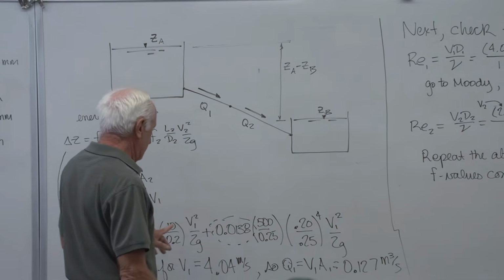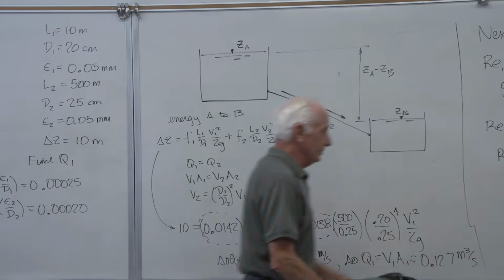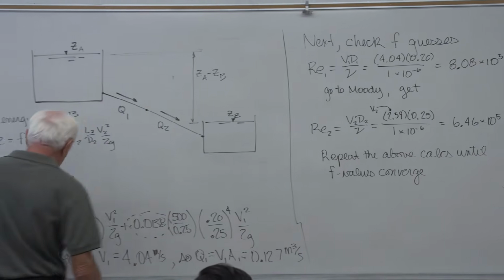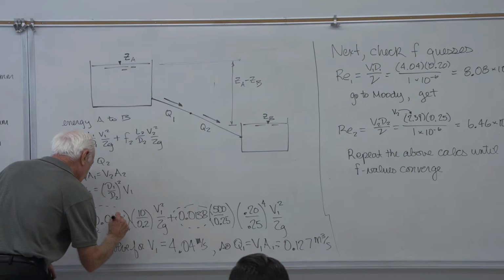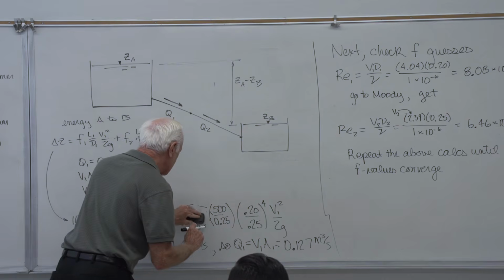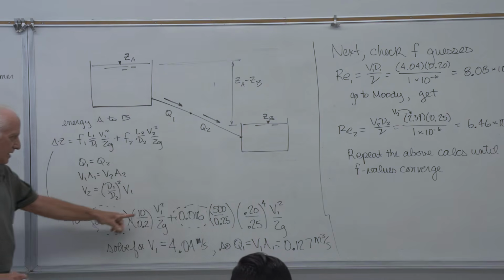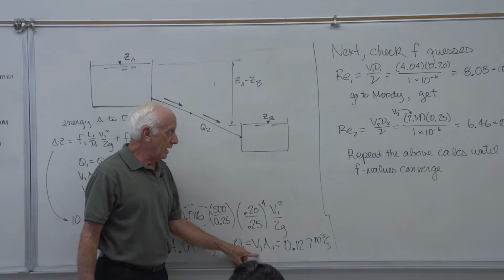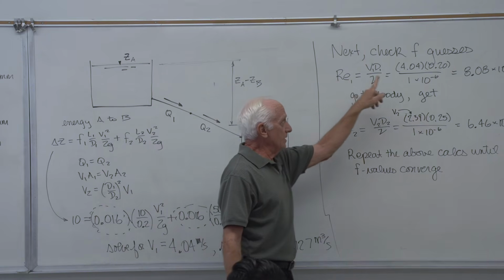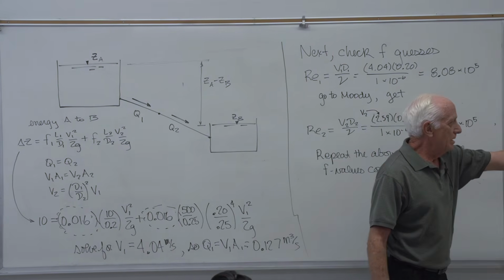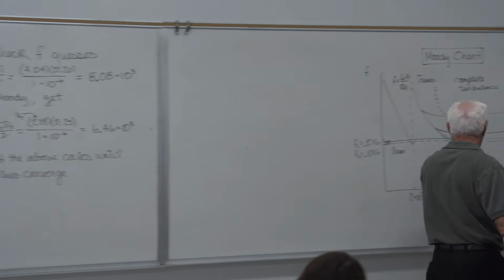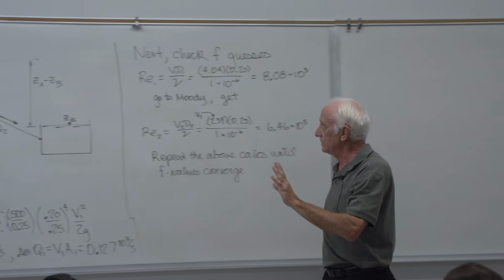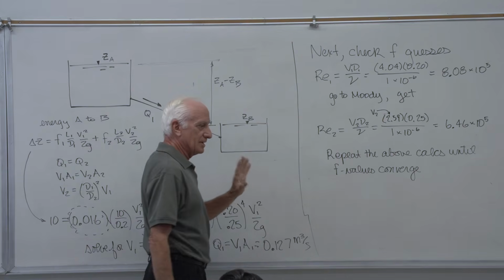So, how do you repeat it until they converge? Well, you take these new F guesses, 0.016. I'm not going to go through it all. You make this 0.016, and you make this 0.016, and you go through it now, and you get a new V1, a new Q1, and a new Reynolds number 1. With that new Reynolds 1, you go back to the Moody chart and see if the F changed. If it didn't change, stop, you're done. If F1, F2 didn't change, stop, you're done. The iteration has converged.